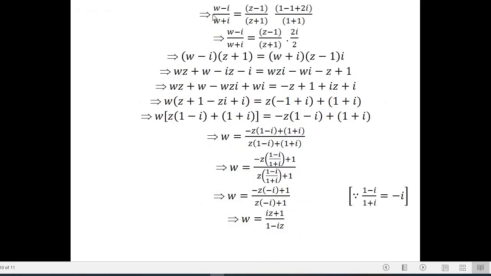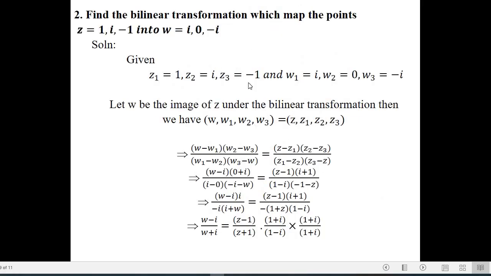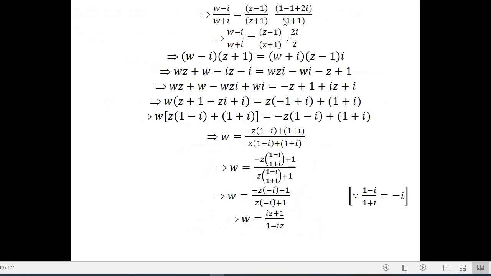Observe in the next step, write LHS as it is. In RHS, z minus 1 divided by z plus 1. The two factors in the numerator I have multiplied. 1 plus i into 1 plus i, when we multiply those two, we get 1 minus 1 plus 2i.